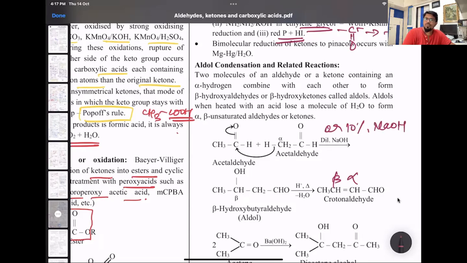Okay. So basically, if I have two similar aldehydes, then that's basically called self aldol. And if I take two different aldehydes or two different ketones having alpha H atoms, we get a mixture of four products, two self aldol and two cross aldol. That's the part. We'll look at those reactions. Now this is just for your understanding.